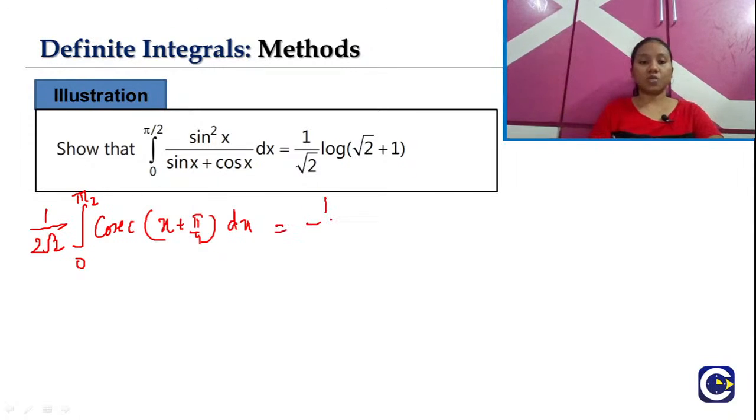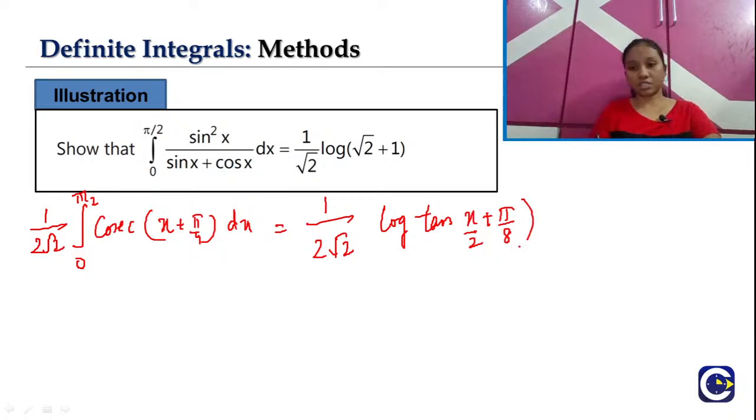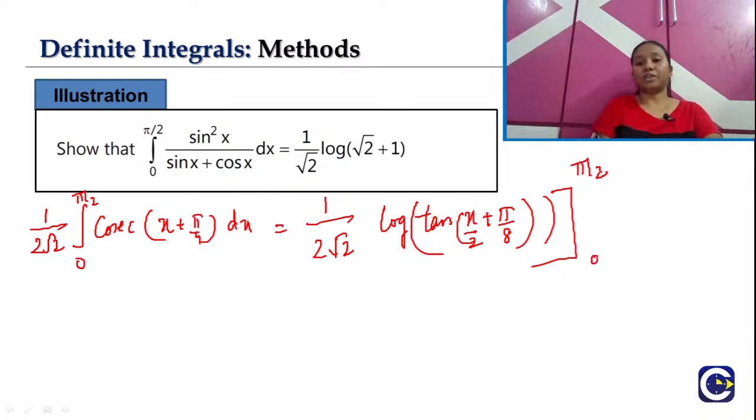That means 1 by 2 root 2 will be there, and the formula will be log of tan x by 2. So that will be the formula. So here it will be x by 2 and pi by 4 into 2, it will be pi by 8. And I'll have my limits here, 0 to pi by 2. So what is the formula of integration of cosecant x? That will be log of tan x by 2. So this will be my integration of the function cosecant x.